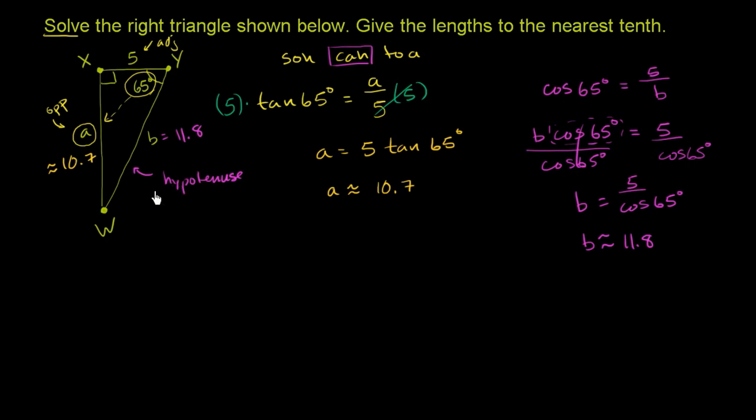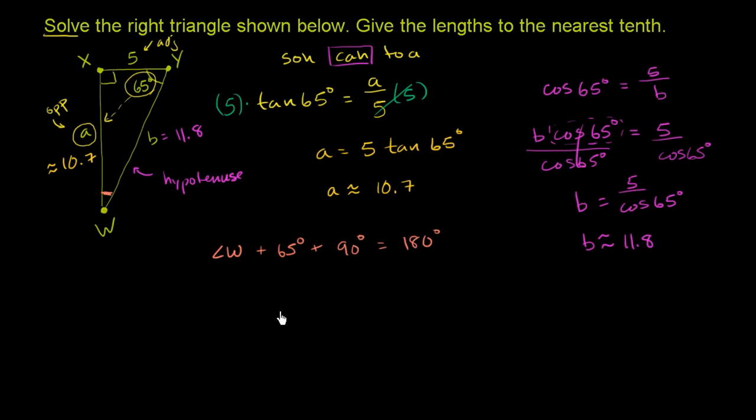And the last thing we have to figure out is the measure of angle W. Angle W right over here. So I'll give you a few seconds to think about what the measure of angle W is. Well, here we just have to remember that the sum of the angles of a triangle add up to 180 degrees. So angle W plus 65 degrees, that's this angle right up here, plus the right angle, this is a right triangle, they're going to add up to 180 degrees.